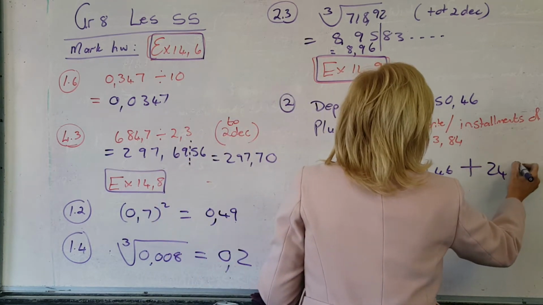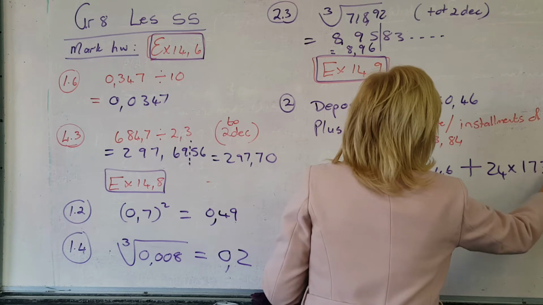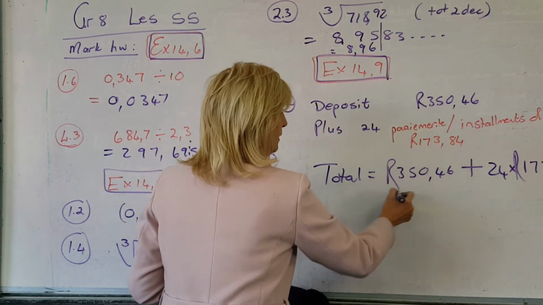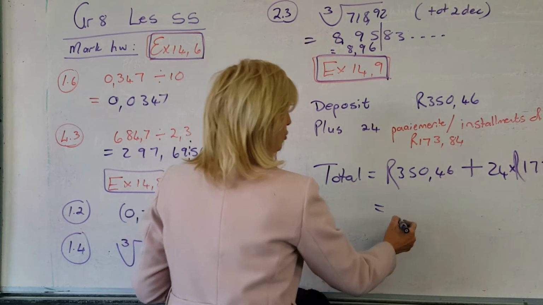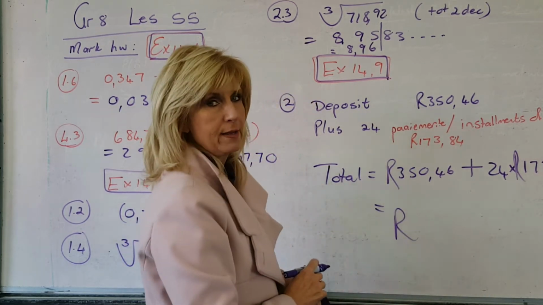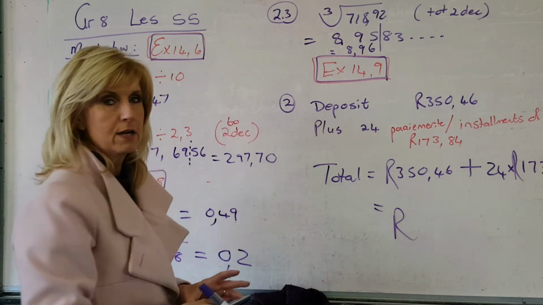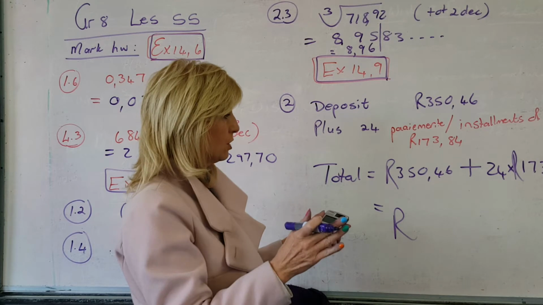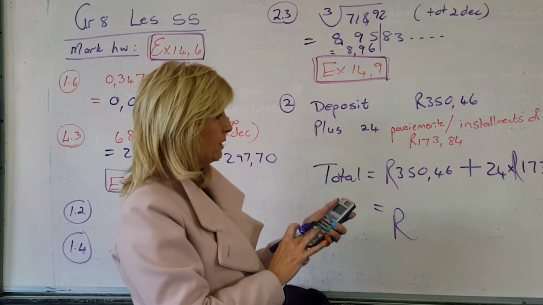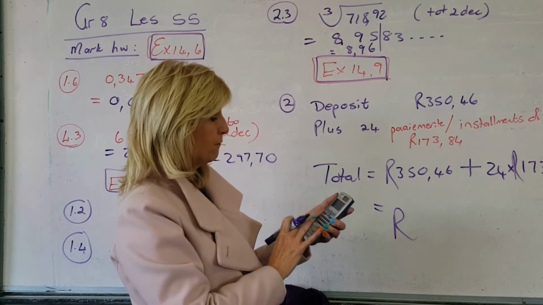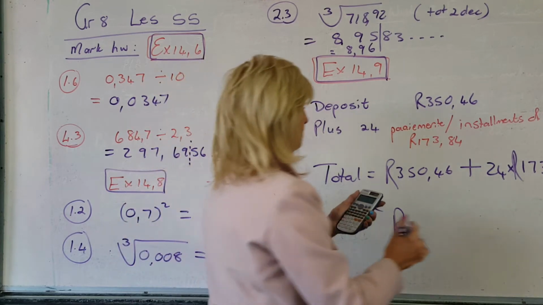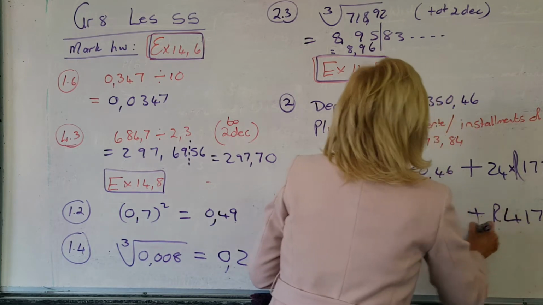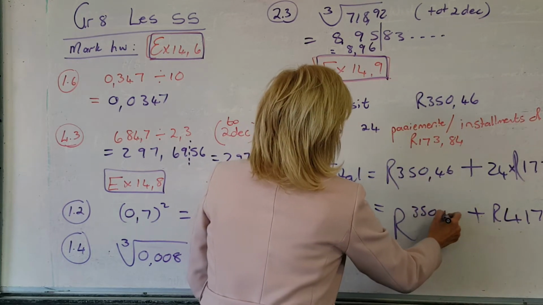So it's 24 times 173.84, and you can safely put the rand there. If you didn't put the rand there, it's fine, but your answer in total should have the rand there. And then it's again just a calculator sum. Now, you didn't have to show me step by step. You can give me the total answer. If you didn't show me 24 times 173.84, that answer was R4172.16. This one remains 350.46.